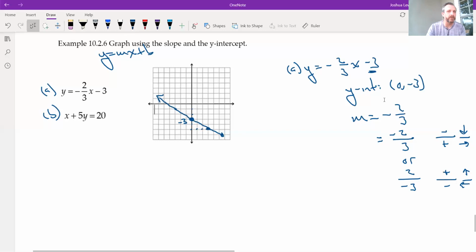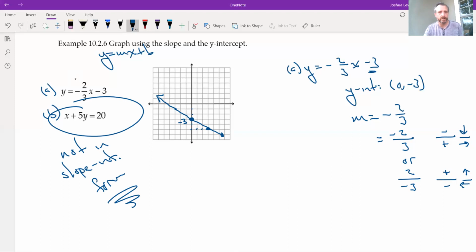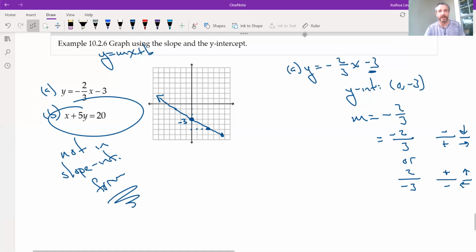All right, so let's do the last one. I would encourage you to pause it and try the last one on your own before you watch me do it, because you should notice that the last one has an issue. I can't just look at this last one, B, and say the y-intercept is this and the slope is that, because it is not in slope-intercept form. But you can put it in the right form. So take a moment, pause it, try it, and then come back and we'll do it together.